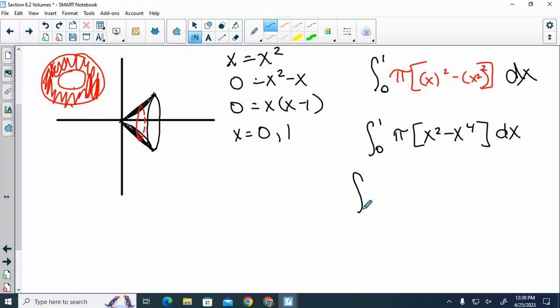So antiderivative. Antiderivative of x squared.